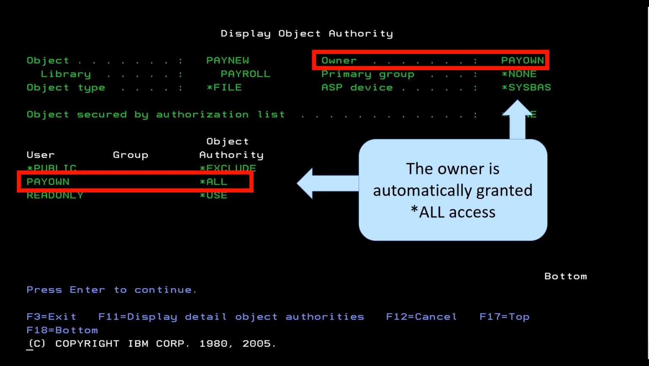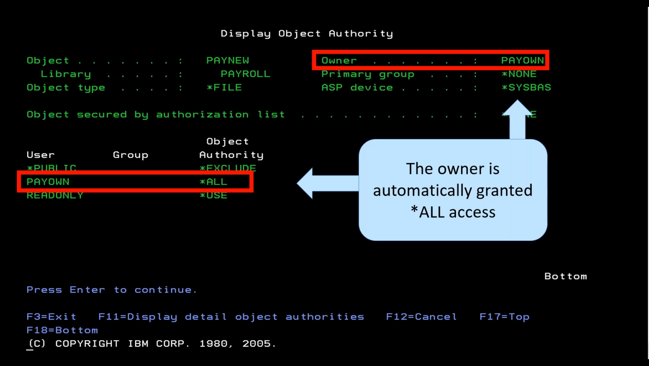So here, what we see is a file called paynew. It lives in a library called payroll. As you can imagine, it's probably got some sensitive data in it. In this case, the owner of this particular object, up in the top right, is a profile called payown. A name like that might suggest it was created specifically for this purpose.